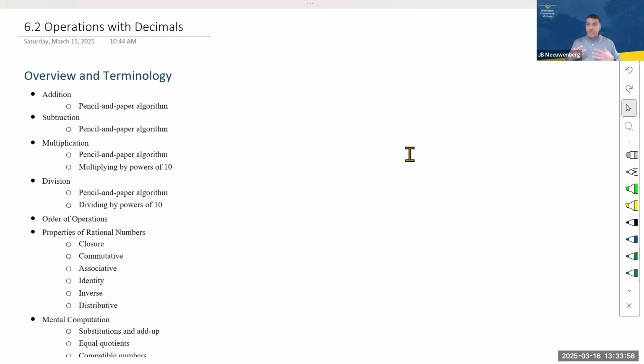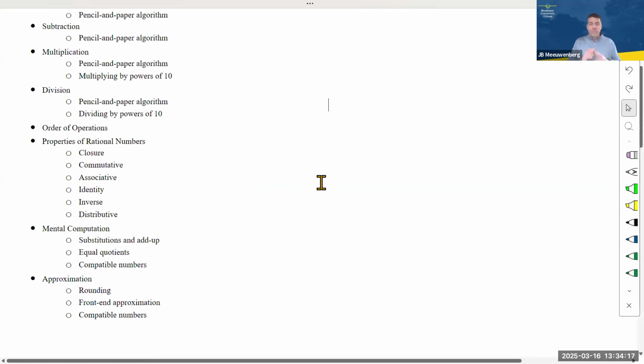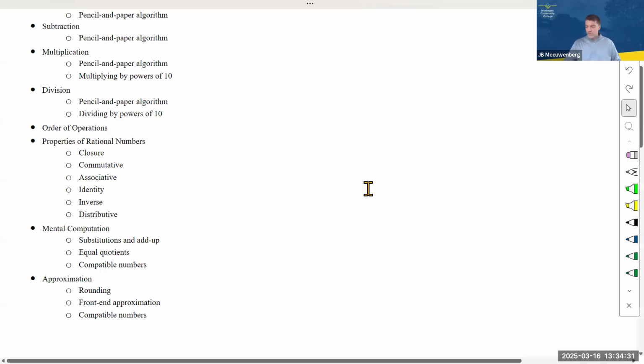We are also going to be learning the paper and pencil algorithms and see how those two things are associated with each other. We'll talk about powers of 10 and how we multiply and divide with those and why. We'll revisit the order of operations and then do a quick revisiting of some of our properties, which we learned before. I won't spend too much time on those since we've covered those a lot in this course already. We'll just note that they work for decimals as well. And then, of course, we'll talk about some mental computations and, of course, some approximations.